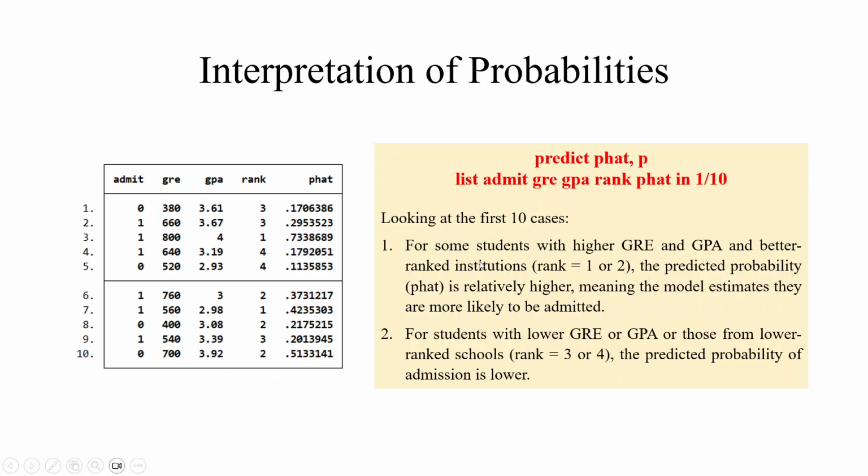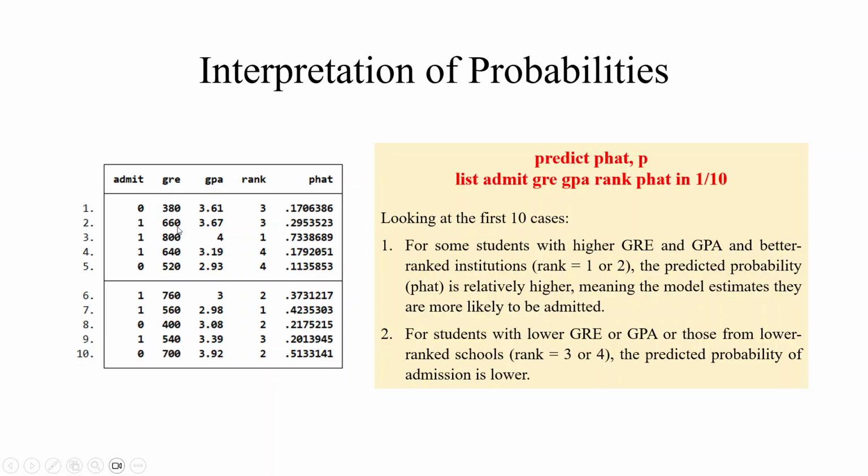Looking at the first 10 cases, for some students with the higher GRE and GPA and better ranked institutions, let's check it. Higher GRE and GPA, okay, and rank in a good institute, right? The probability increases. The predicted probability is relatively higher, meaning that the model estimates they are more likely to be admitted. For students with the lower GRE, very low GRE, right, and the rank of the institution is also lower, the probability is only 0.17.